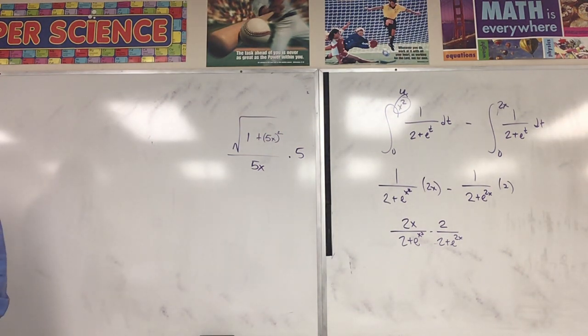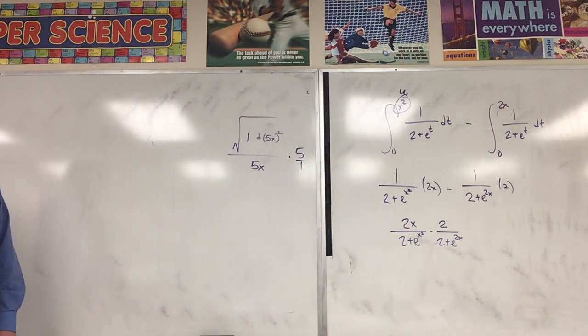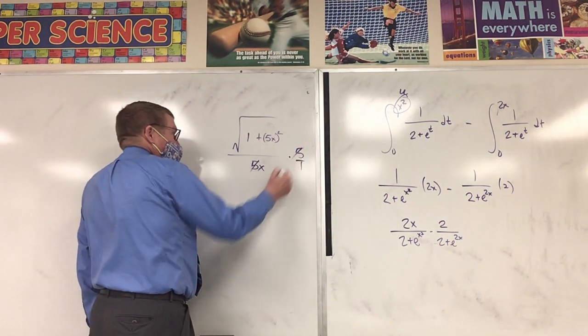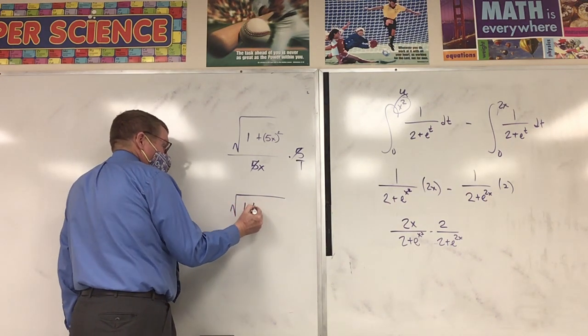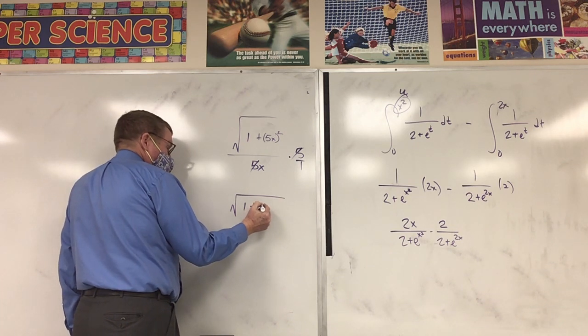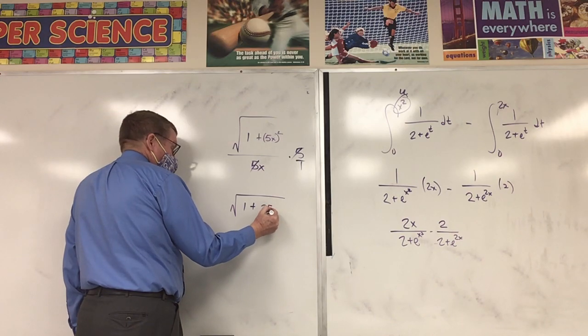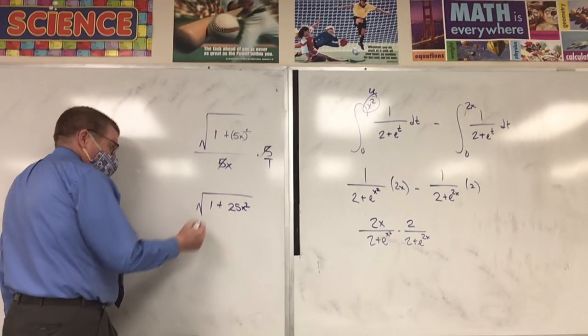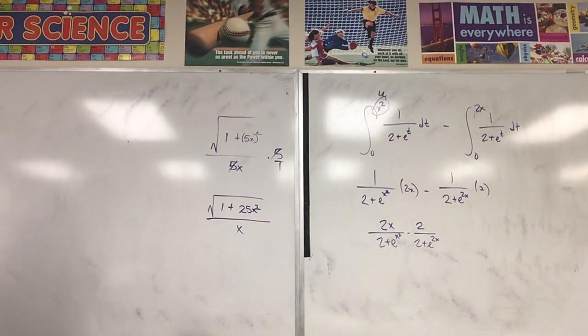How would we simplify that? Would you cancel out the 5? Okay? So my final answer, simplified, would be the square root of 1 plus 5x squared, simplify it, 25x squared over x. Alright, Connor, next one.